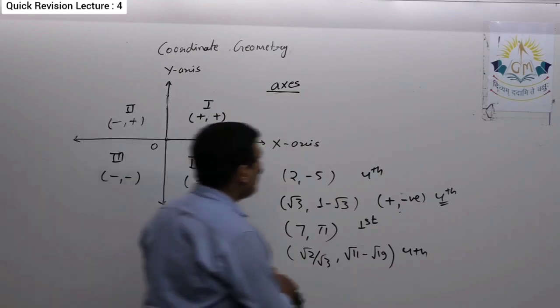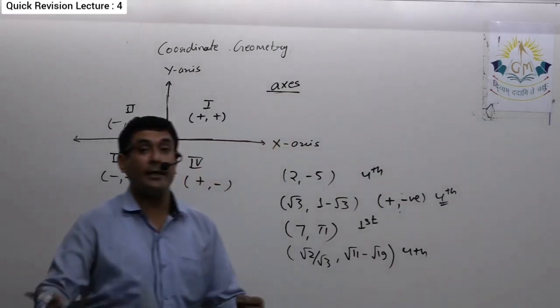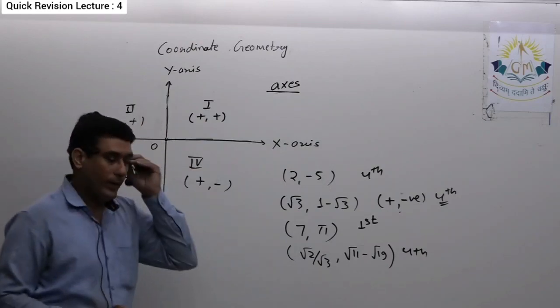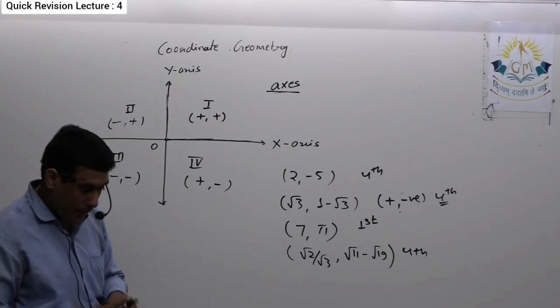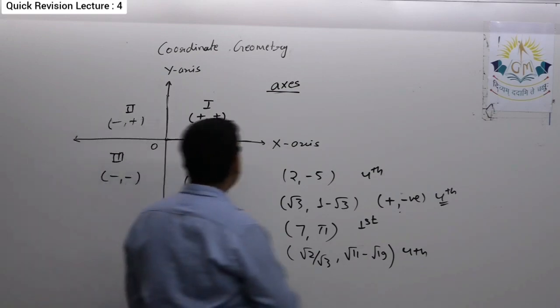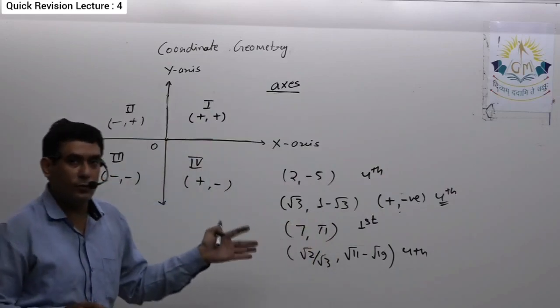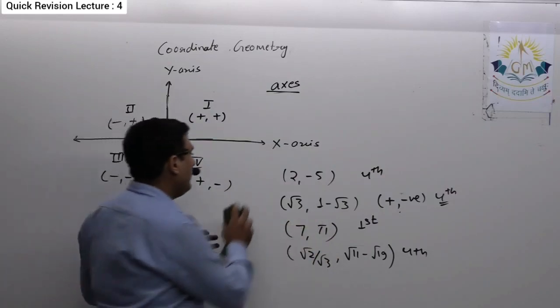Now it is quite possible that some points won't lie in any quadrant. It means they might lie on the x-axis or y-axis. We'll come to that, but before that, see here they directly asked you in which quadrant the given points will lie.